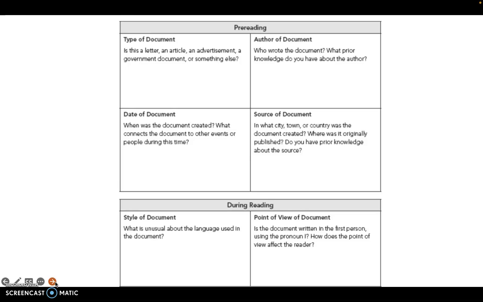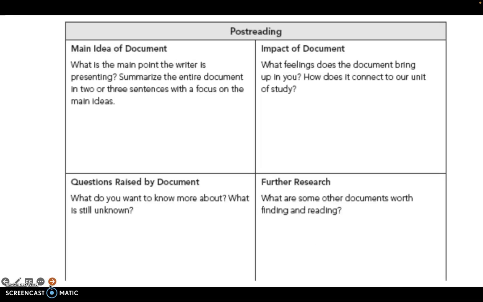And then for post reading, it helps them to think about the main idea of the document. What is the main point? Summarize the document. Are there any questions that they have about the document? Why is the document important? And then any further research they want to do. So ultimately, this particular strategy is very, very helpful for helping students think through this.